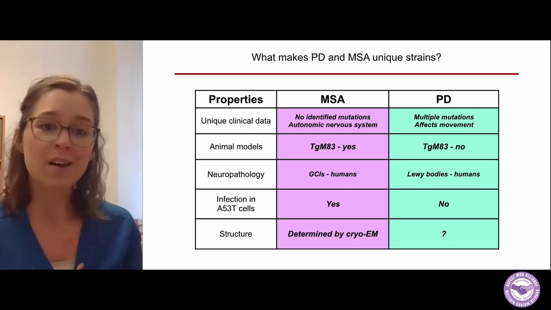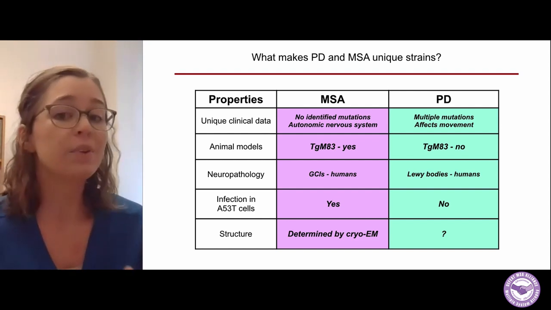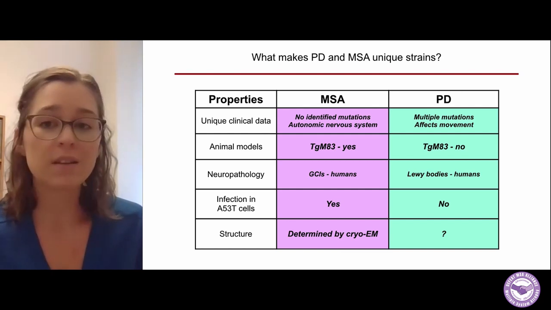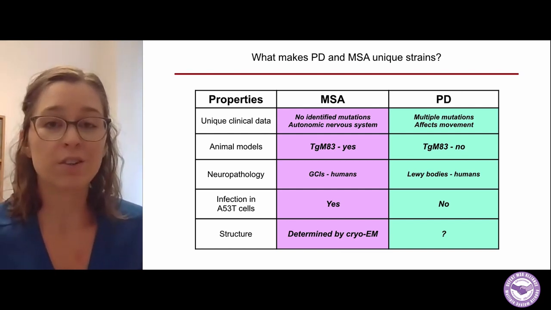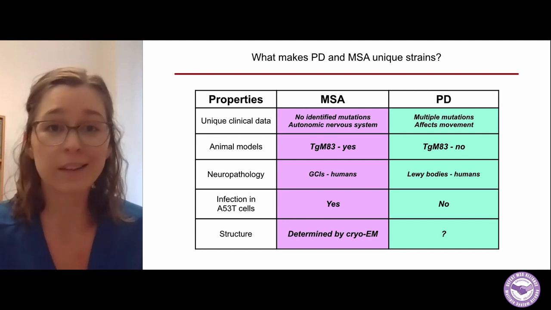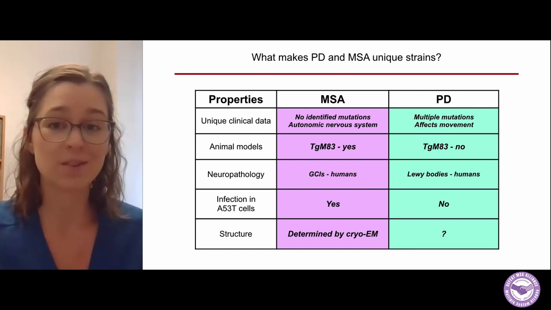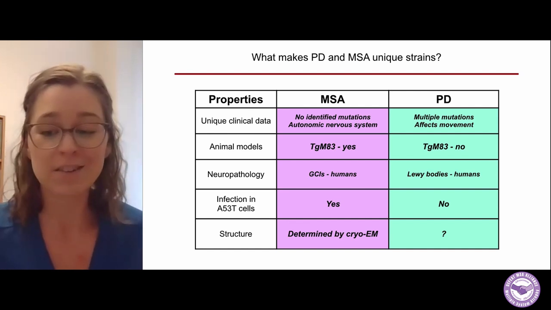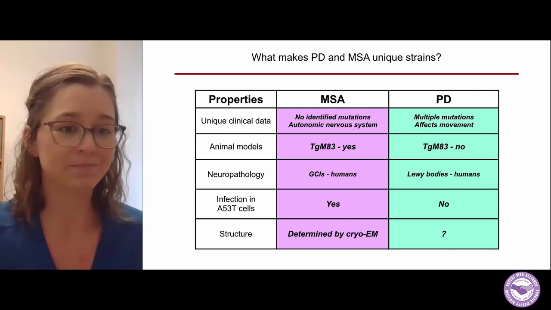And so now we can so far complete our table. We also have a structure now for MSA. And up to this point, nobody's been able to solve the structure for Parkinson's disease. So hopefully in the next few years, somebody will be able to do that so we can improve our assays and understand more about these strain properties.